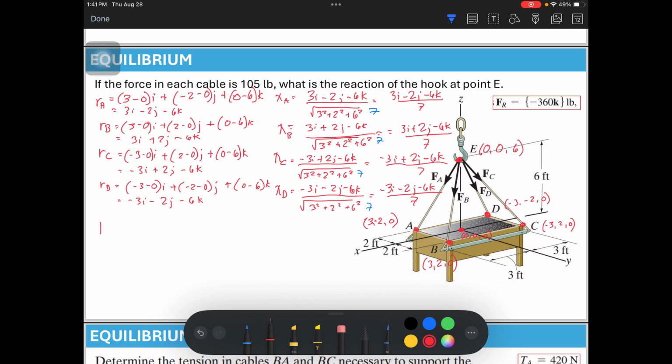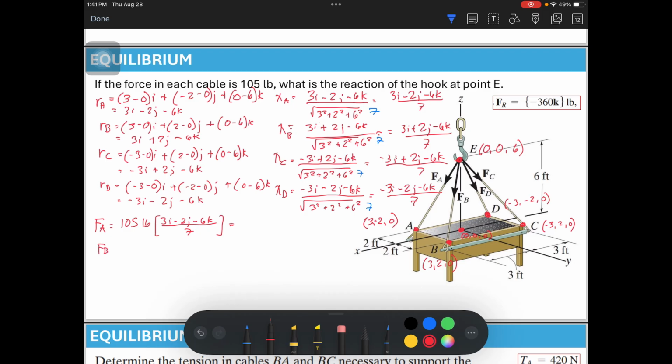Next is the application of this, for FA. So we apply the formula. FA is equal to, how much is FA? They are all 105, so that is 105 pounds times 3i minus 2j minus 6k over 7. So you have the rectangular form of force FA.